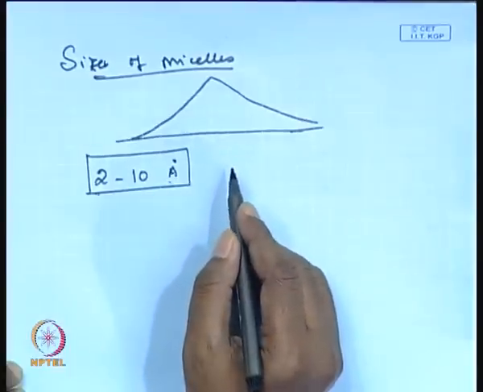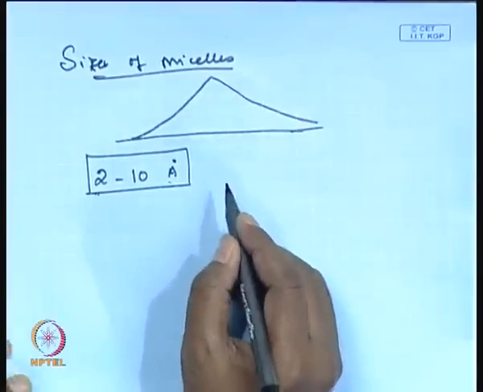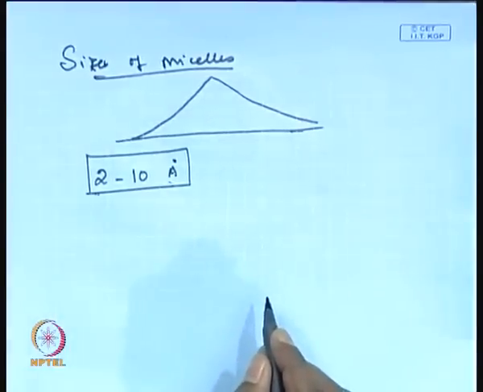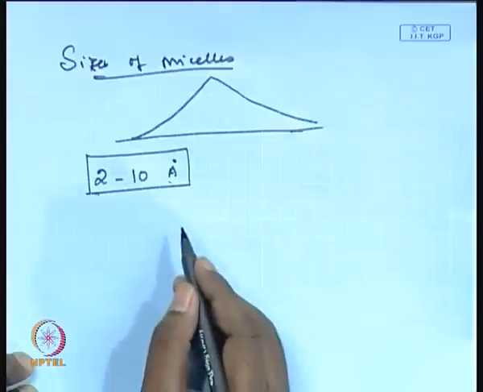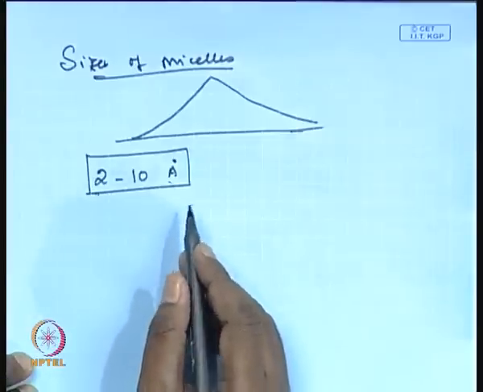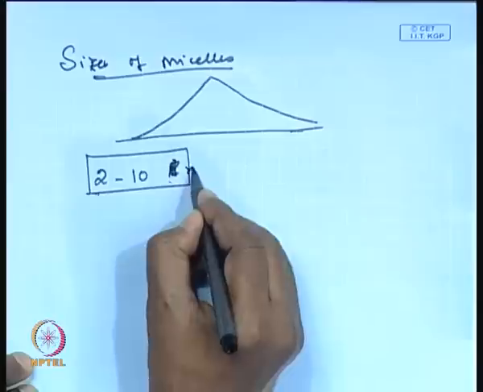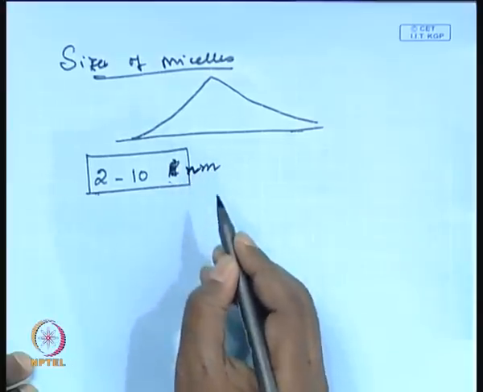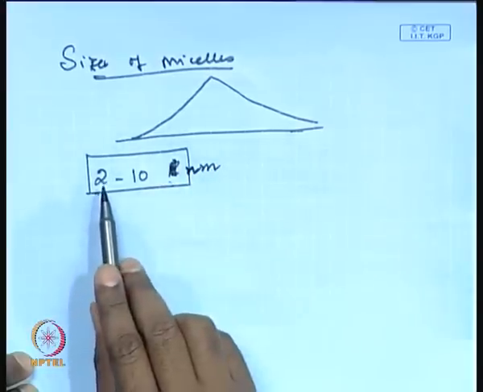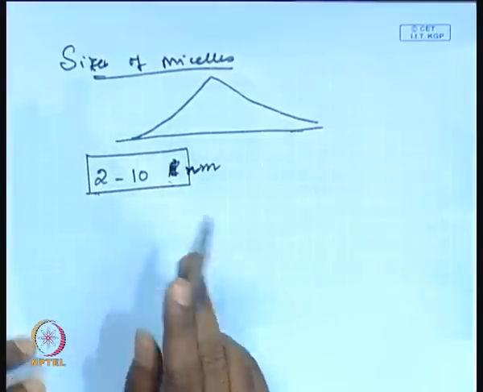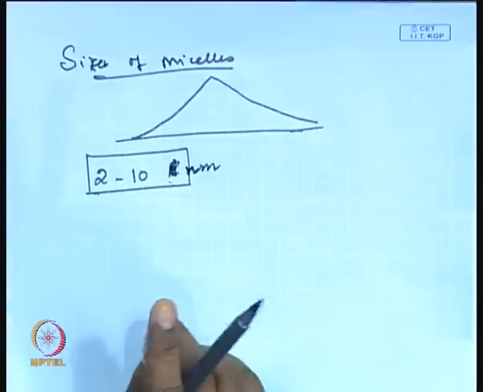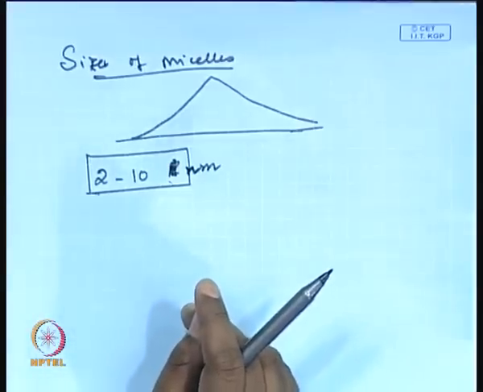Now, these surfactant micelles will be larger in size, so they can be separated by the ultrafiltration membrane. That is the idea. I think these will be in nanometers, 2 to 10 nanometers. So, it will be in the range of 20 to 100 angstrom, that will be the range of the ultrafiltration membrane. So, ultrafiltration membrane will remove these micelles.